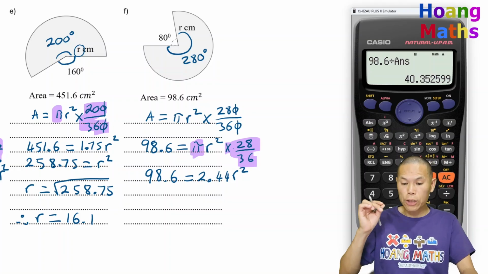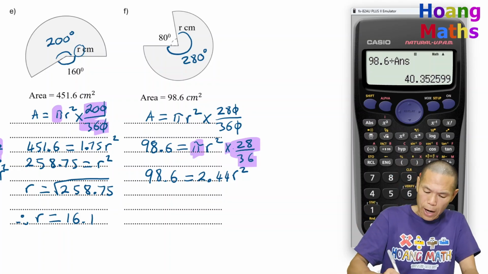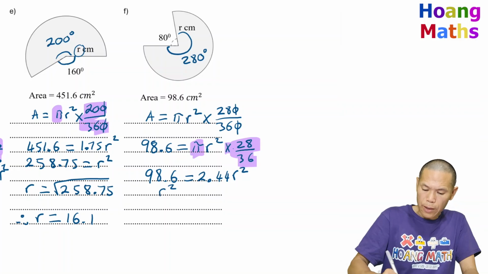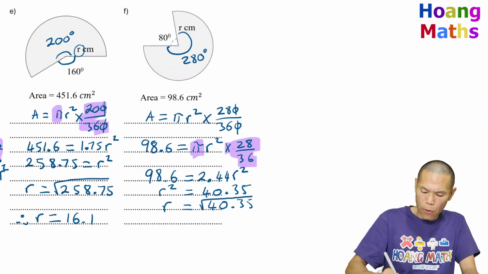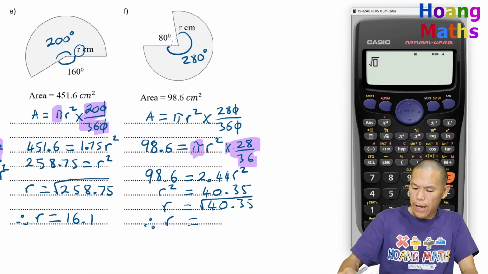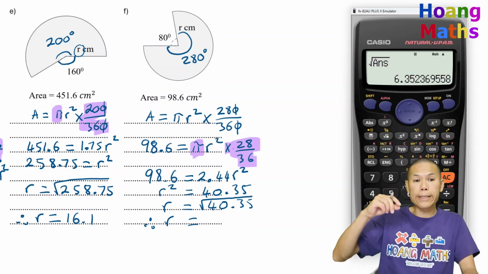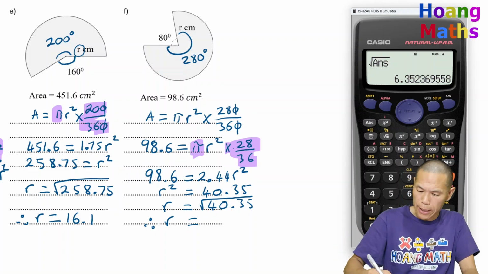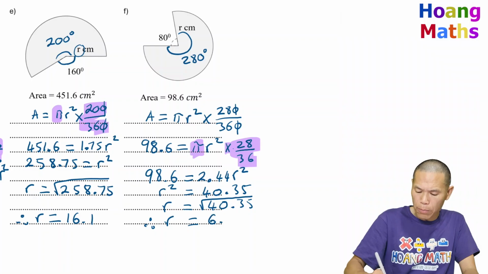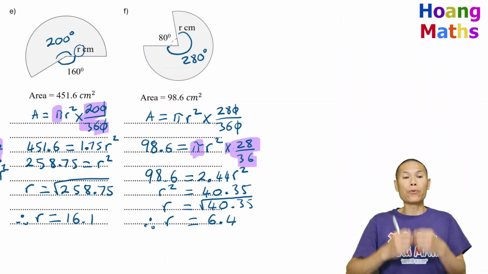So there you go, 40.35. So r squared equal 40.35. And R is equal to square root of that. So let me just write this down. 40.35 we square root. And therefore, R is equal to square root the answer. So 6.35 becomes 6.4, correct to 1 decimal place. So the answer is 6.4. So there you go.